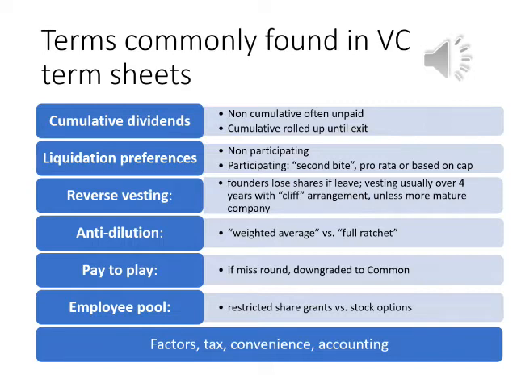Reverse vesting would mean that the original founders or entrepreneurs will actually lose their shares if they leave the company. And usually the vesting happens over about 4 years with a cliff arrangement. In other words, the entrepreneurs have to stay for at least 4 years in order not to lose their shares. Anti-dilution is a clause that protects the private equity investor in the case there's a further financing round at a lower valuation. Pay to play means that a private equity investor who doesn't participate in a future financing round may get their preference shares downgraded to common shares. Employee pool refers to stock option grants to management.